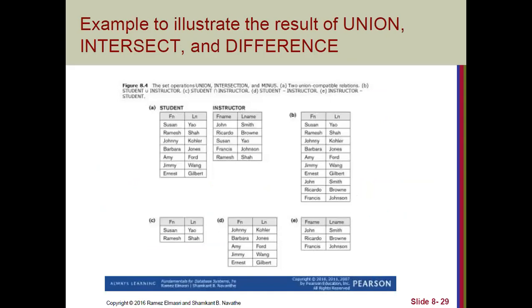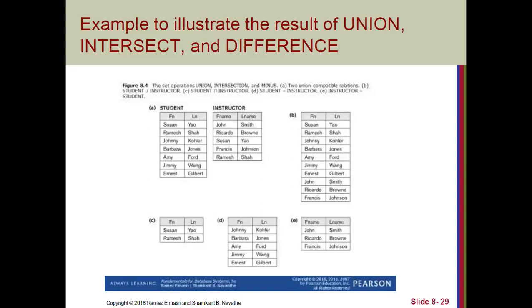Let's assume you can see the relations in the diagram. In the diagram, you have a relation student and a relation instructor. In the student relation there are two attributes, fn and ln, and in the instructor relation we have two attributes, fname and lname. So the two relations are union compatible, and you can take the union. That is the resultant relation. The common tuples are represented only once, and all tuples will be counted in the resultant relation.